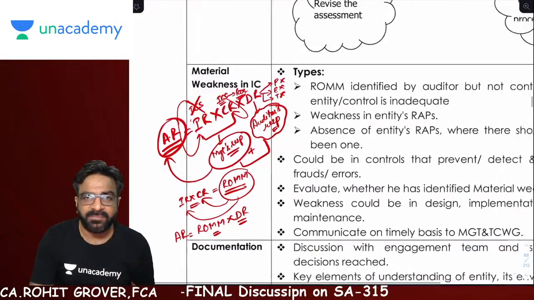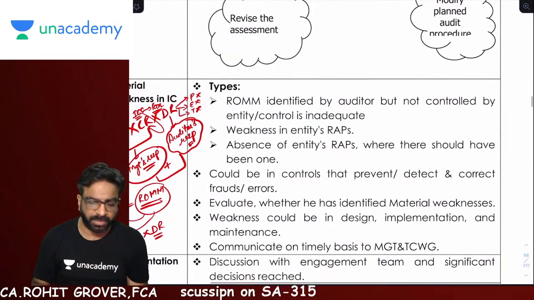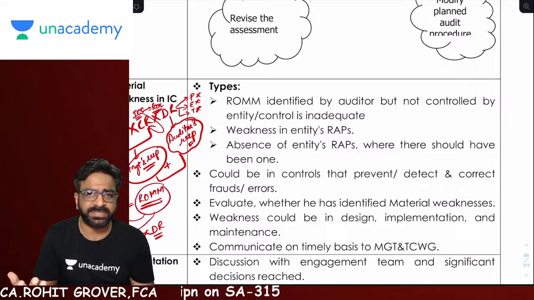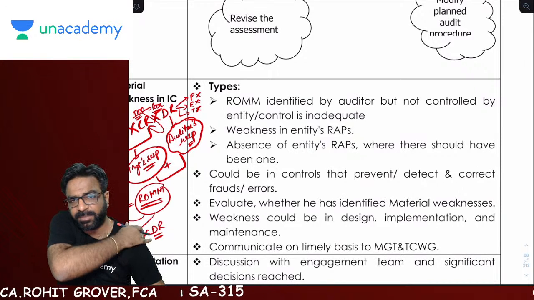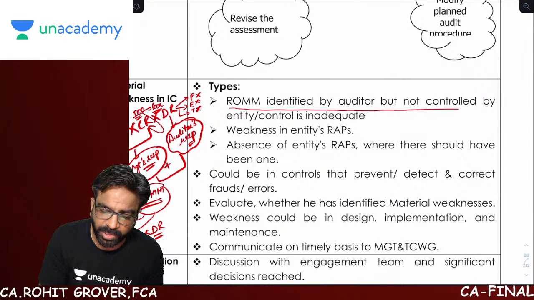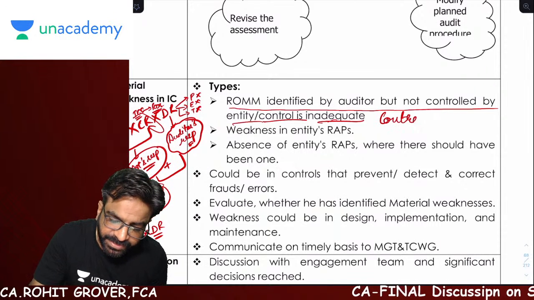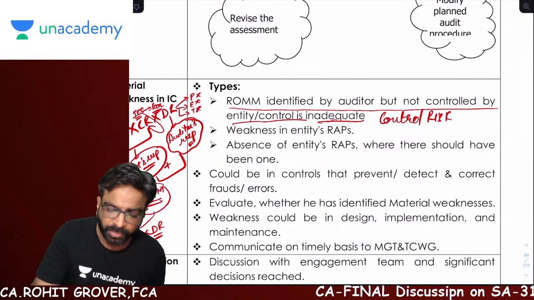Now, material weaknesses in the internal control system. What are the types of material weaknesses in the internal control system the auditor may identify? Point number one, risk of material misstatement identified by the auditor but not controlled by the entity, and control is inadequate. That means we are here talking about which risk? We are here talking about the control risk.